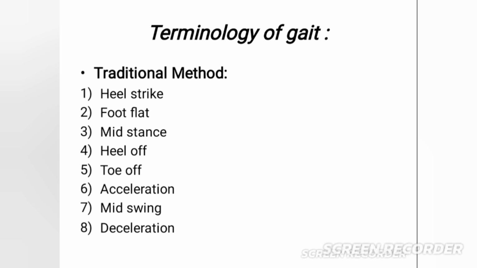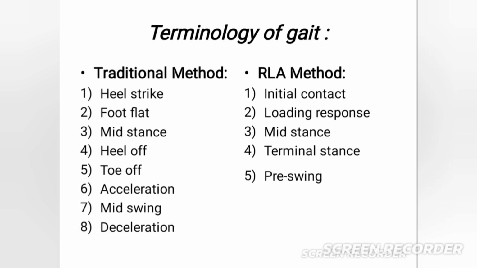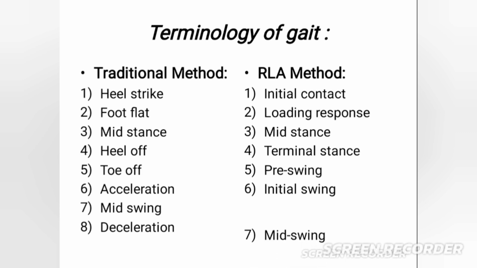Okay, second one, that is the RLA method. Now RLA, that is the Rancho Los Amigos method. In that, the first phase related to the heel strike, that is the initial contact. Second one, that is the loading response related to the foot flat. Third, that is the mid stance, terminal stance, pre-swing, initial swing, mid swing, and the terminal swing. So these are the terminology of the RLA method.